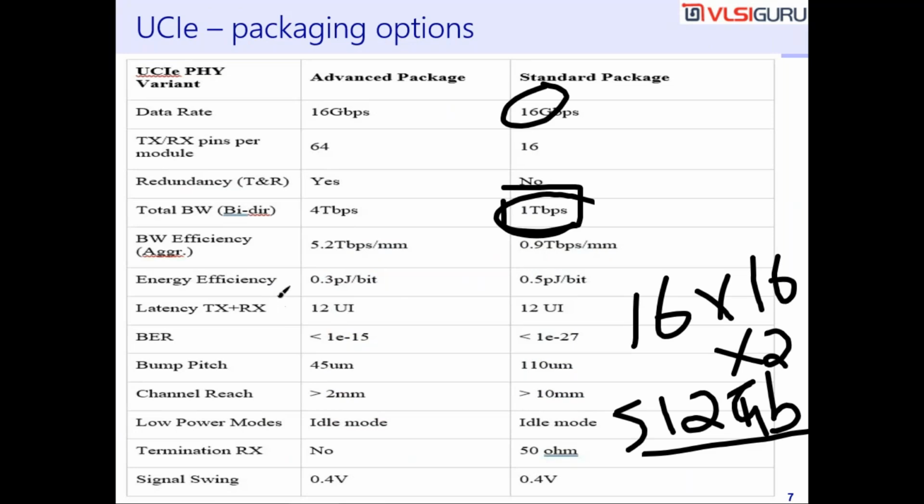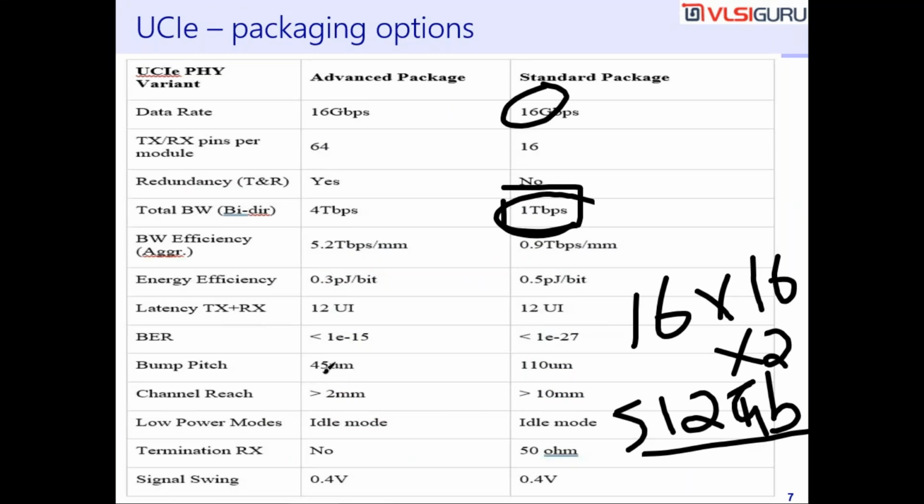Energy efficiency: advanced packaging consumes only 0.3 picojoules per bit transmission, whereas standard packaging uses 0.5 picojoules per bit. Latency is 12 unit intervals in both standard and advanced. Bit error rate is 1 out of 10 to the power of minus 15 here, and 1 out of 10 to the power of minus 27 there. Bump pitch is 45 micrometer.